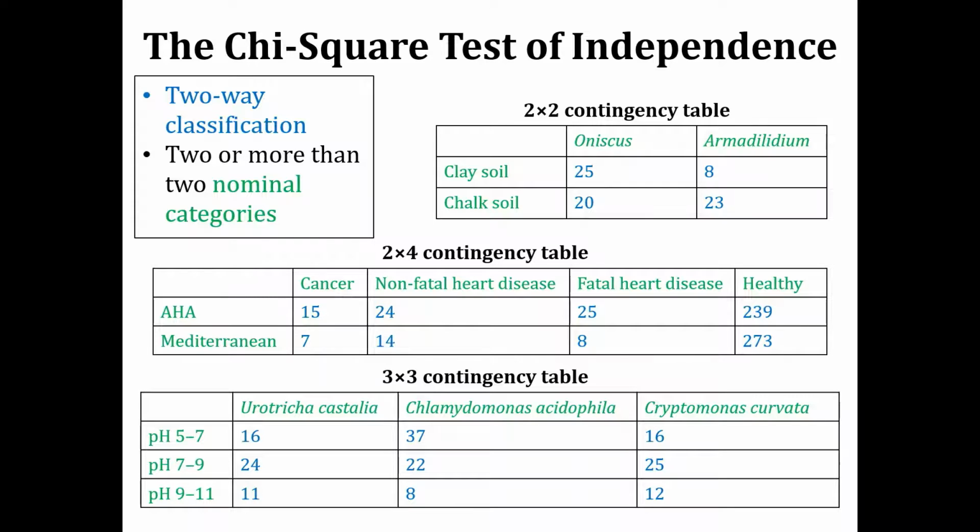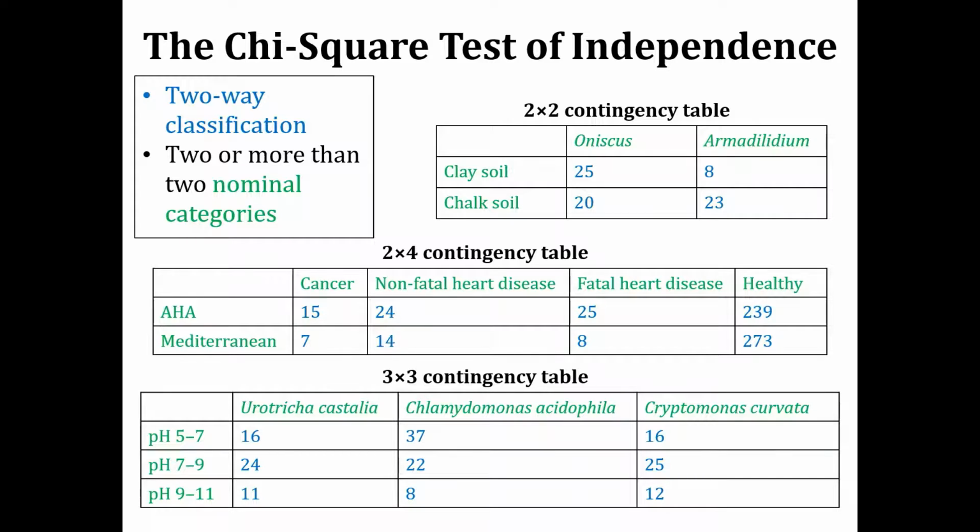And then we have our last column, which is the Cryptomonas curvata. So 16 is the number of Cryptomonas curvata in the pH range of 5 to 7. 25 is the number of Cryptomonas curvata in the pH range of 7 to 9. And 12 is the number of Cryptomonas curvata found in the water with a pH in the range of 9 to 11. So these are the contingency tables.